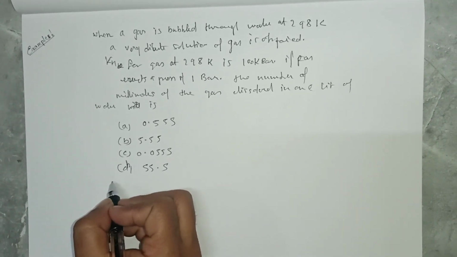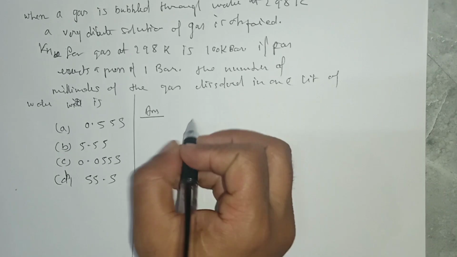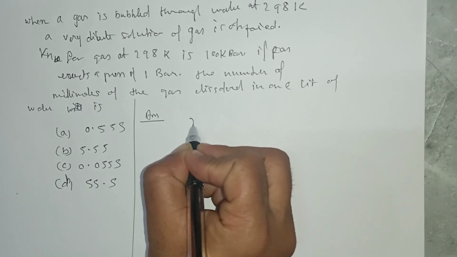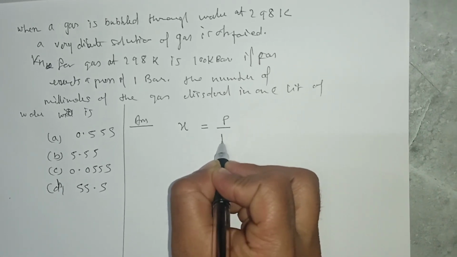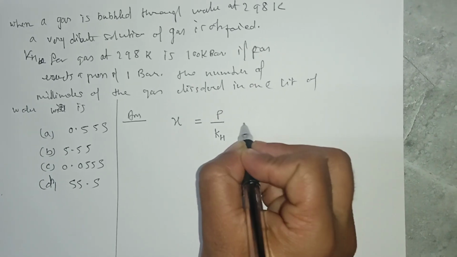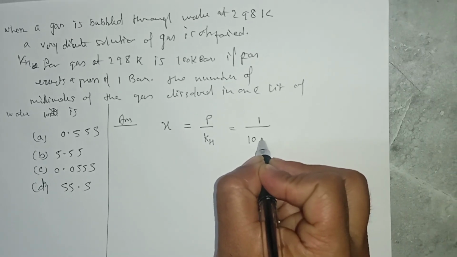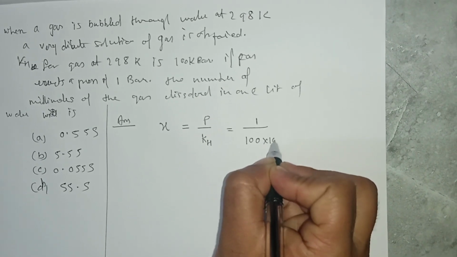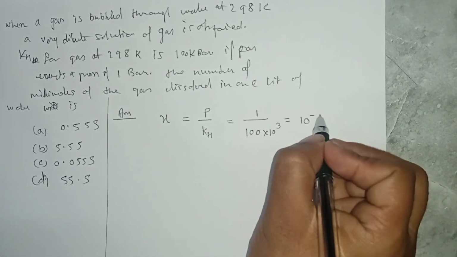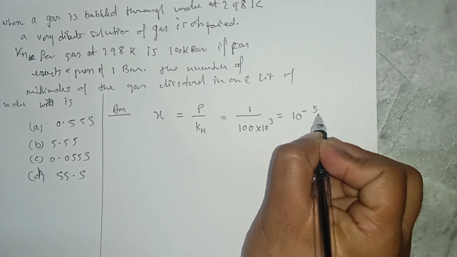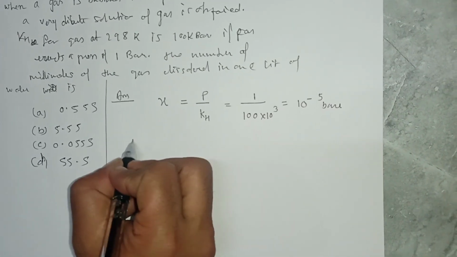Now how will we solve it? First, the mole fraction of gas, let it be X. We have the formula X is equal to P divided by Henry constant KH. P is given as 1, and KH is 100 into 10 to the power 3 bar. So X is 10 to the power minus 5. This is the mole fraction of the gas in the solution.